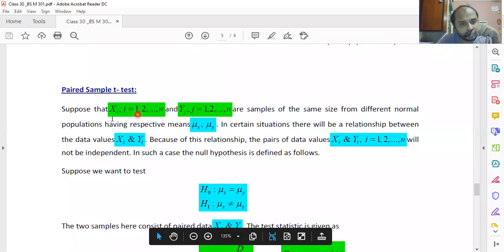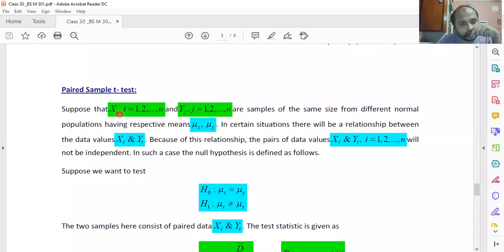Although I have used different subscripts over here, for X I have used i, and for Y I have used j. But you see carefully that the range of i is the same as the range of j. Apparently, you may think that I have chosen these two samples from two different populations, and your assumed population means will be mu X and mu Y. Here you are going to test whether your population means are the same or whether they are different.